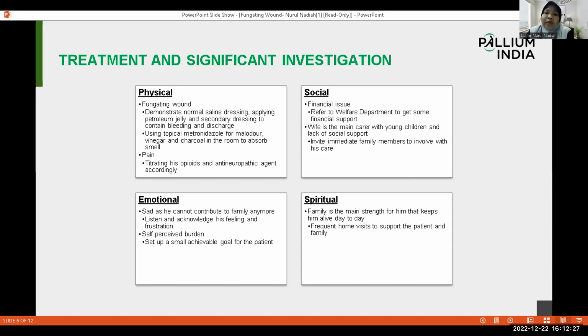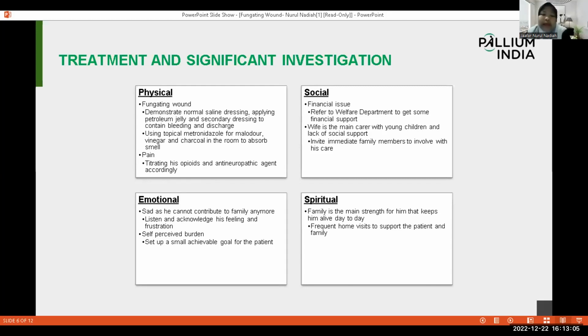At that time the wife was the main carer because they have very young children, and they have no one else to help in terms of social support. So what we did for this, we tried to invite the immediate family members, which is the wife's family and also the patient's brother, to get involved with his care. So not only in terms of the nursing care, but also to help get the medication supply and the dressing supply, so the wife will not have to go out from the house and can focus on the patient's care.